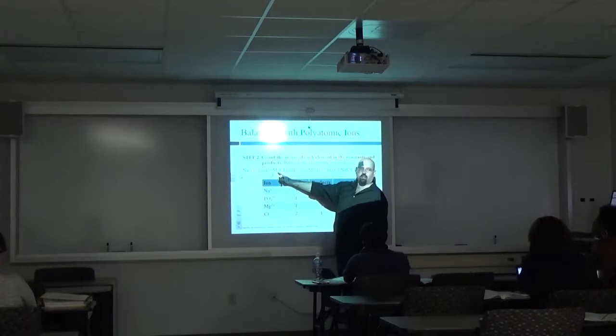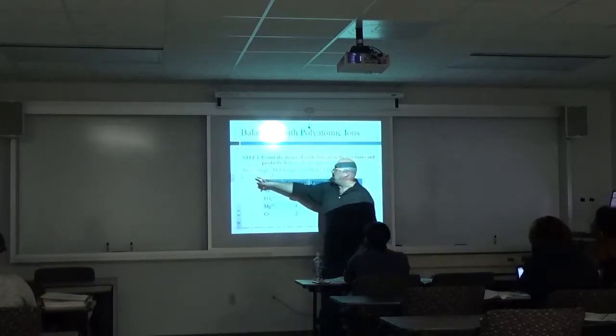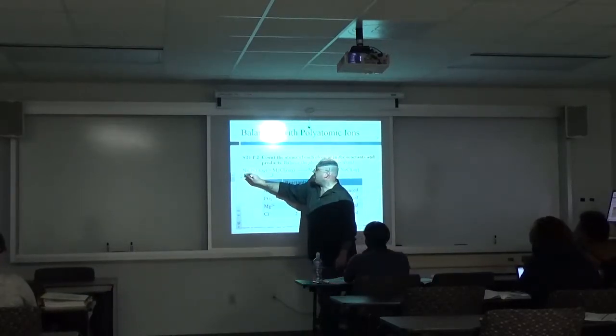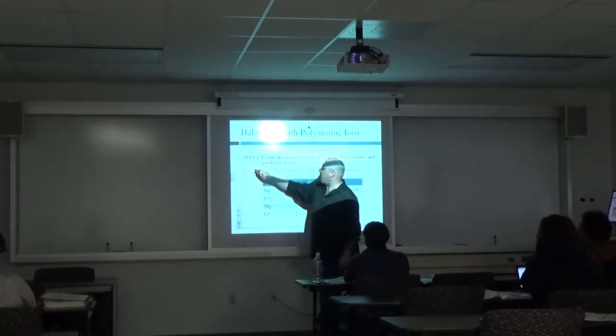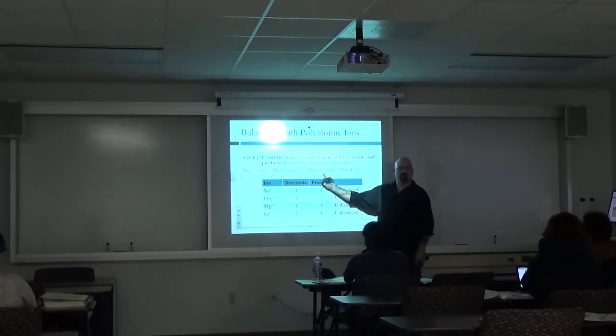Okay, so now what about our magnesium? We have 3 magnesiums here. How many do we have here? 3. We good? Okay, all right. Over here we have 2 molecules of this. So how many phosphates do we have? 2. Over here, how many phosphates do we have? 2. Is everything balanced? Yes!